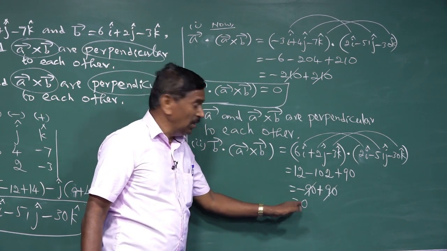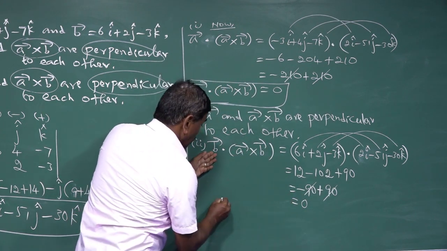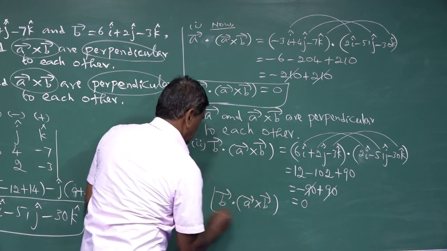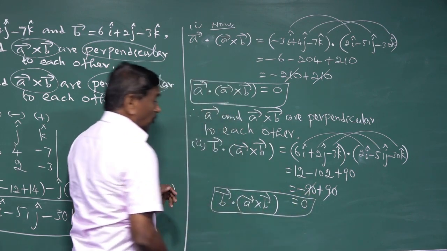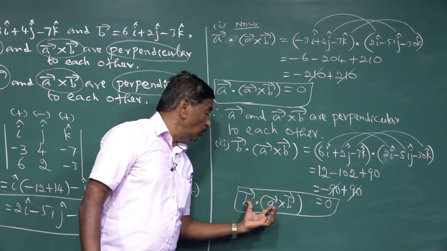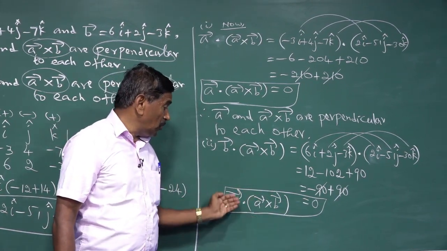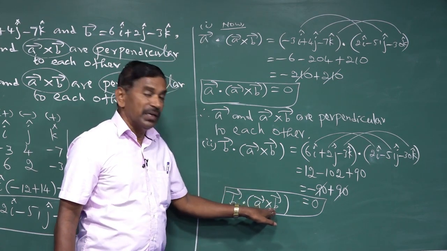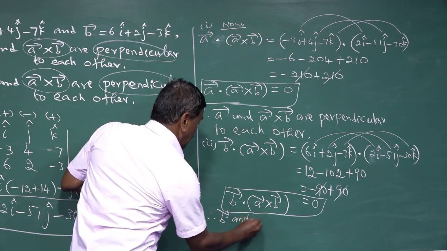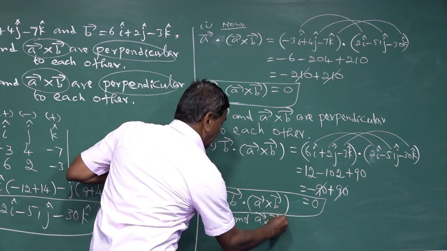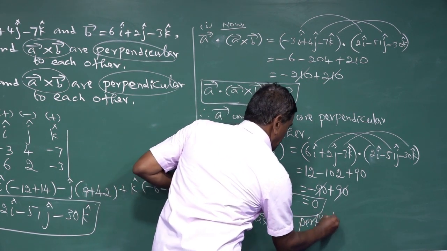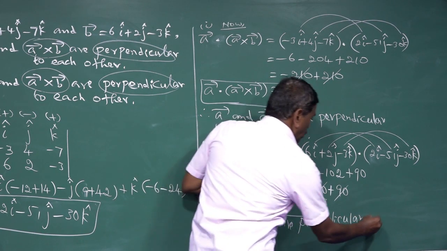What does 0 mean? B vector dot A vector cross B vector equals 0. Now can you tell me the result? If the dot product equals 0, then the two vectors are perpendicular to each other. Therefore, B vector and A cross B are perpendicular to each other.